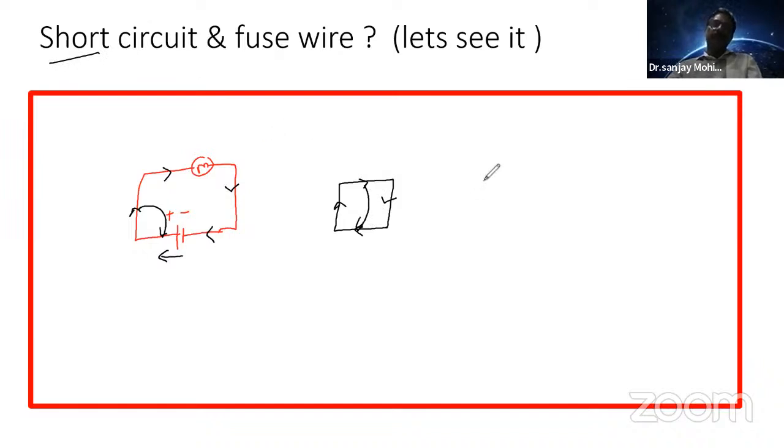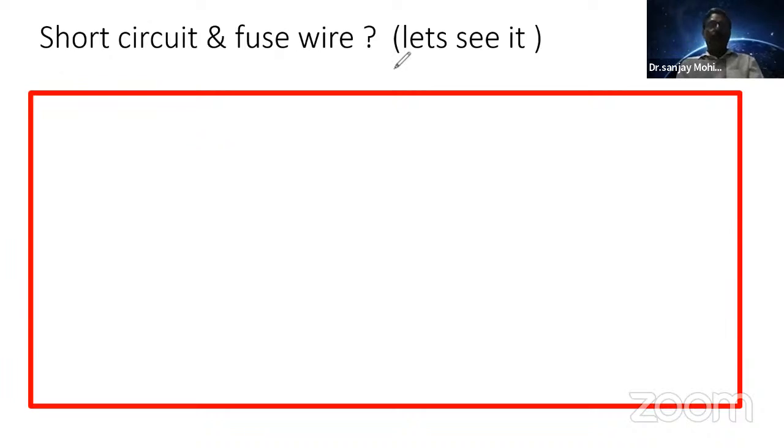Now a short circuit occurs when the live wire comes in contact with the neutral wire. When the live wire contacts the neutral wire, it produces a spark, and this spark gives rise to a short circuit. In this situation, what can we do to avoid such a thing? The option is to use a fuse wire. So what is a fuse wire and what are its advantages?